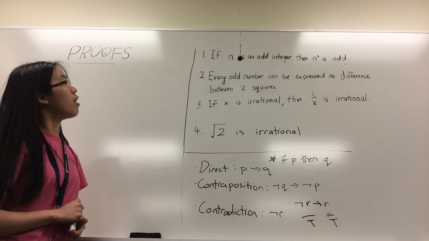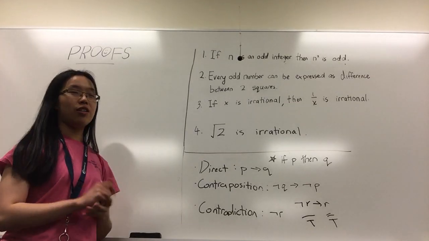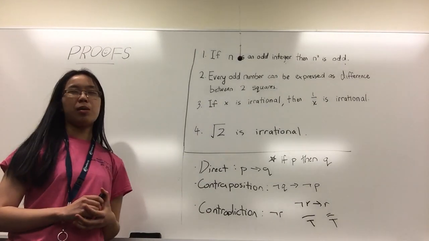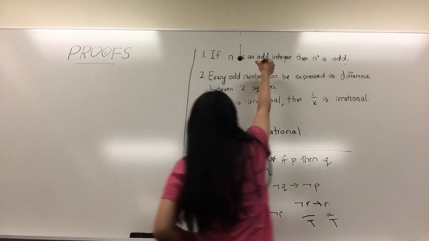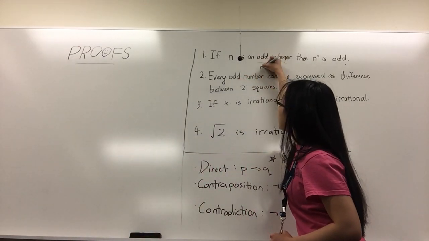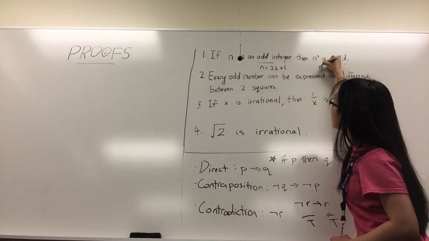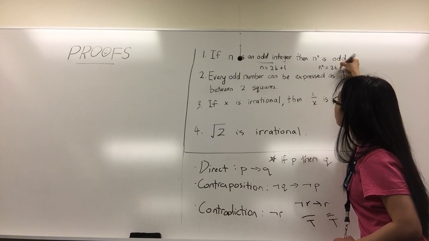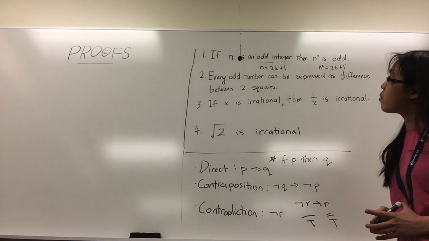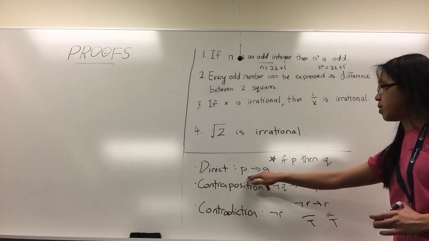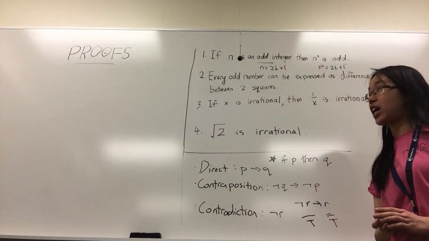The first one: if n is an odd integer, then n squared is odd. Let's try and break it down. What does it mean for a number to be an odd integer? Probably that it can be expressed as 2k plus 1, and n squared can be expressed in the form 2t plus 1. If we look at it, it seems like we can do a direct proof from here, P to Q, n to n squared. That seems quite doable. We can try that out.